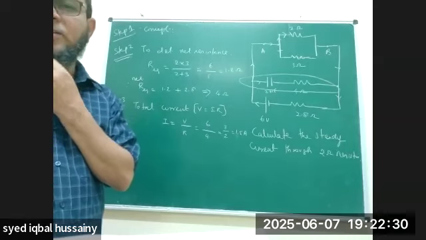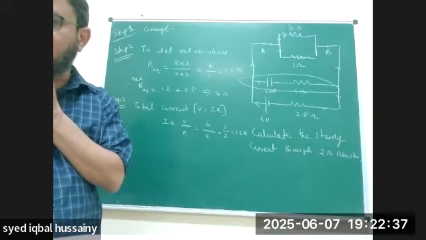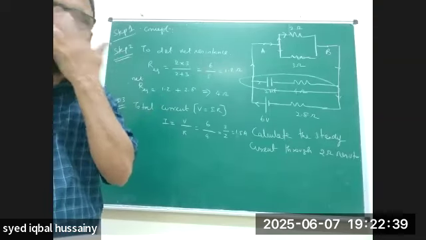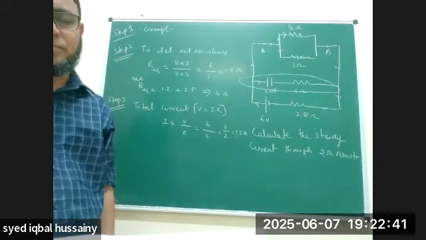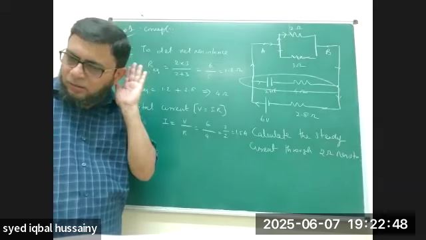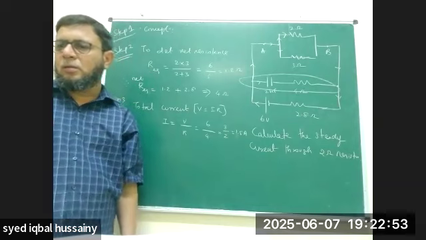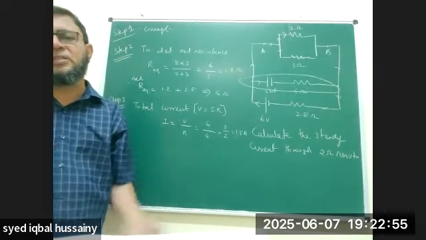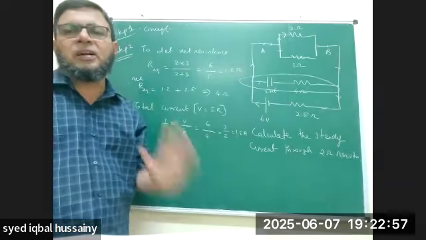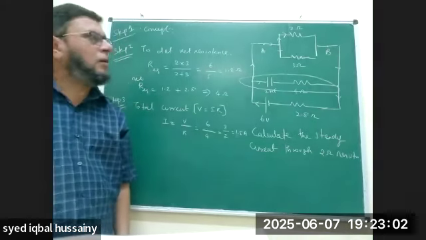Oh, no one is giving the answer. Anyone can give the answer. Say it quickly. 3 ampere? 3 ampere is the wrong answer. Any other answer? 3 by 4? 3 by 4 is also a wrong answer. Quickly, quickly, fast. That means you are forgetting the concept. Again you are forgetting the concept.